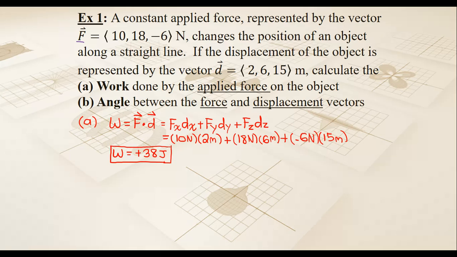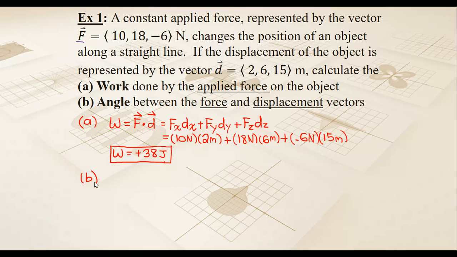So what I did here is I took two vectors, force and displacement, as ordered triples. I completed the dot product, which gave me a single scalar quantity, positive 38 joules. Positive work just means you're putting energy into the object. Now part B says to figure out the angle between the force and displacement vector.